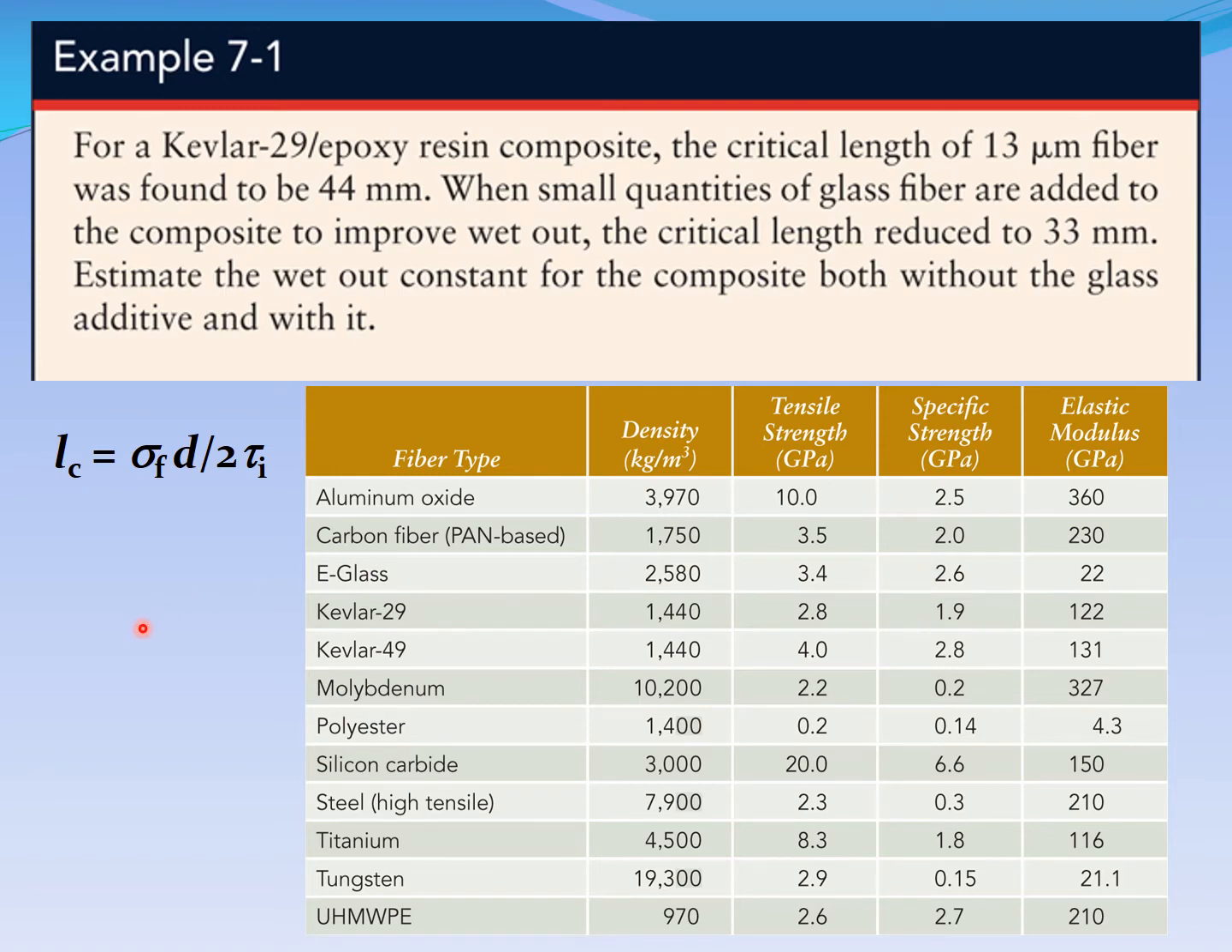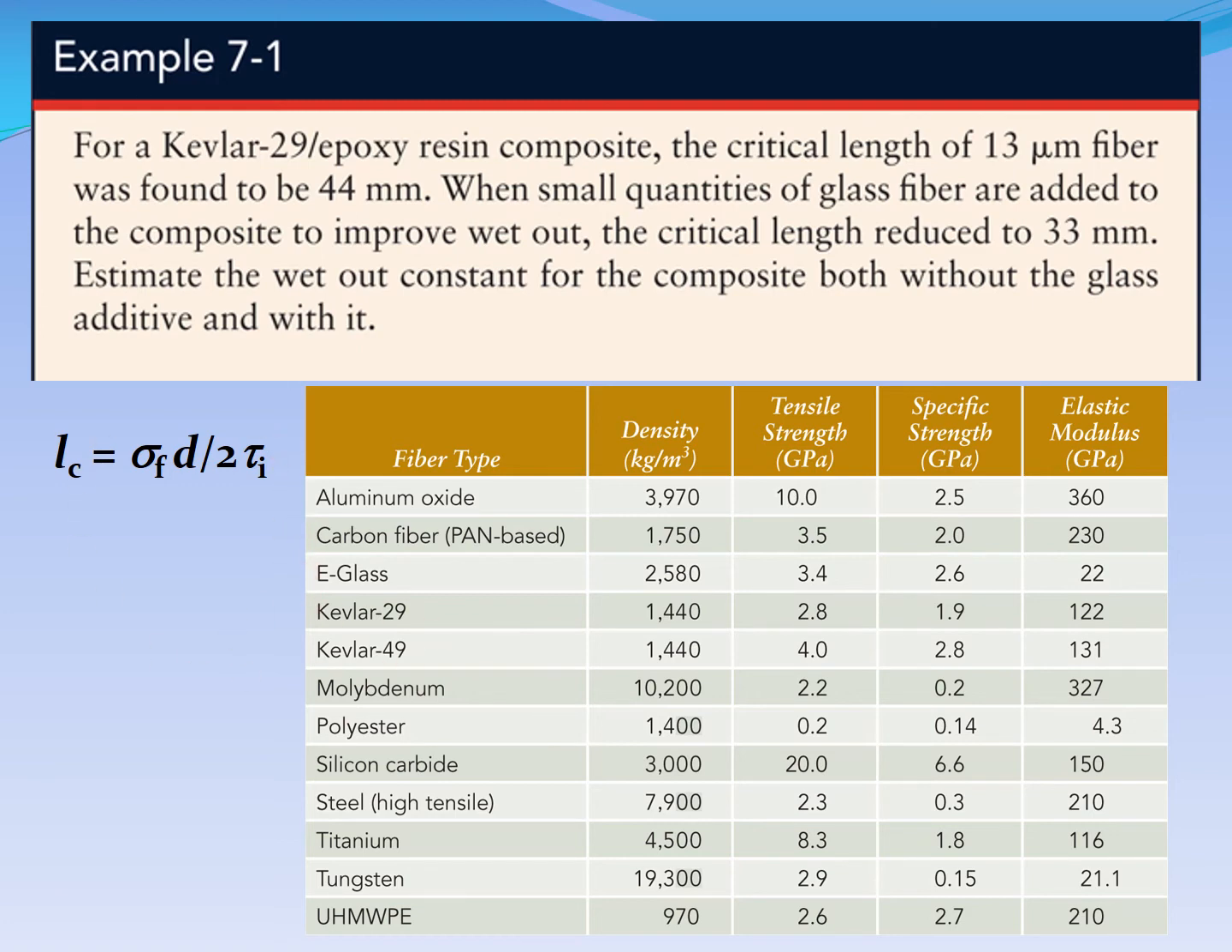So now first case, when there is only Kevlar, do you know the critical length? It is 44. Do you know the strength of the Kevlar 29? Tensile strength 2.8 gigapascal. Yes, you know it. Do you know the diameter of the fiber? 13 microns. So just find the tau from here, right? So the first case, when there is no glass fiber, only Kevlar 29, then do this.